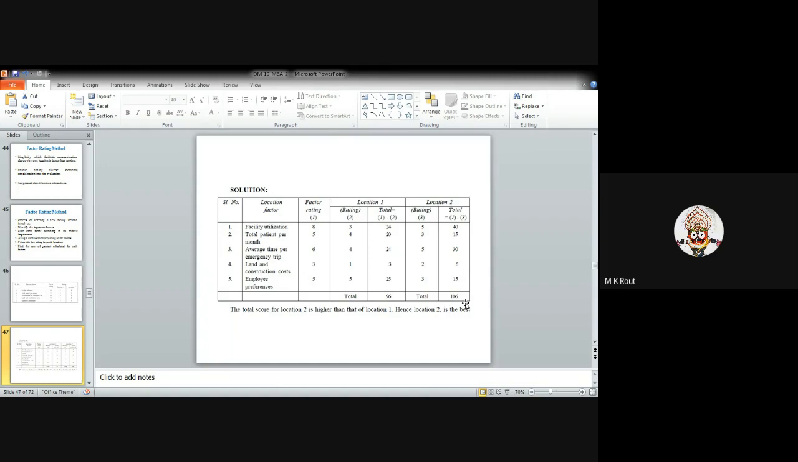So which one is the better location, with reference to the factor rating method? Location 2, sir. Yes, exactly. Location 2 is higher than location 1. Hence, location 2 is the best location for the plant, or for the healthcare unit.